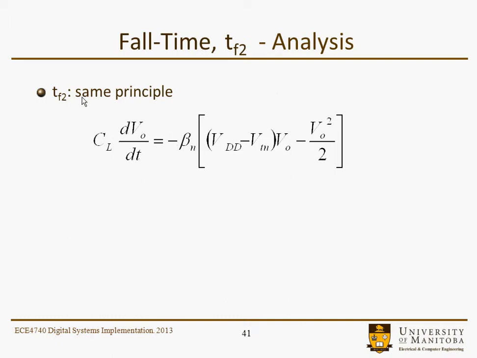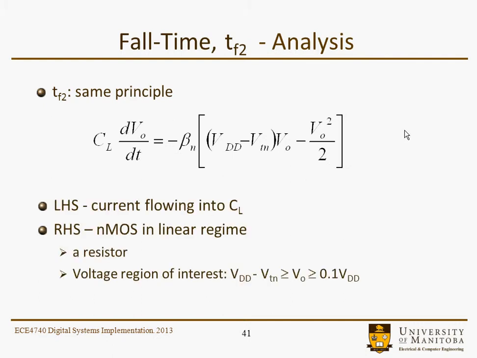TF2 is the very same principle. We equate the current flowing into the load capacitor, C dV/dt, as being equal and opposite to the current in the NMOS transistor when it's in the linear regime. As a consequence, we now see that we have a function of V out. So the left-hand side is current flowing into CL, right-hand side NMOS in the linear regime. It looks more or less like a resistor, and the region of interest again is VDD minus VTN as the output voltage drops to, let's say, something like 0.1 VDD.